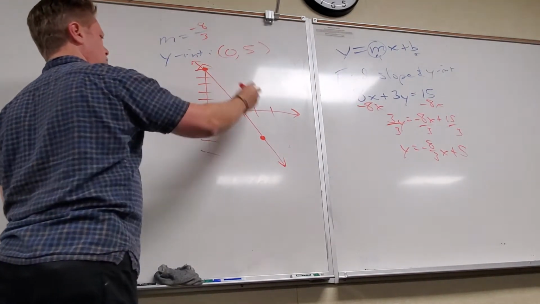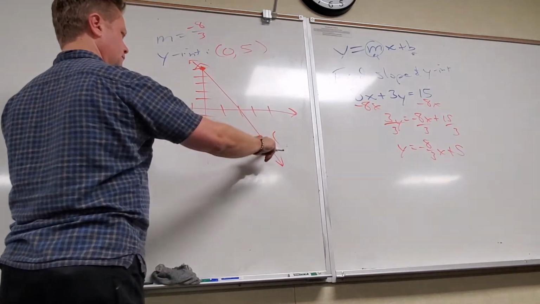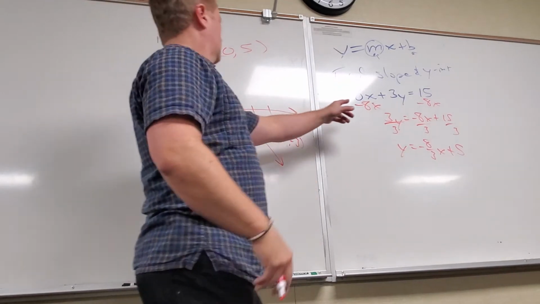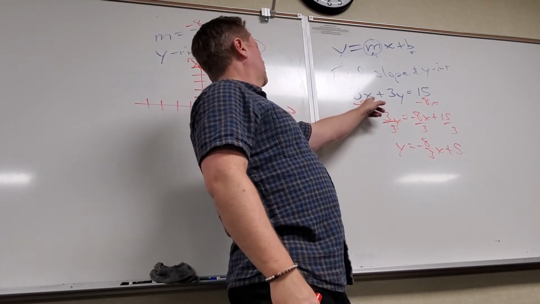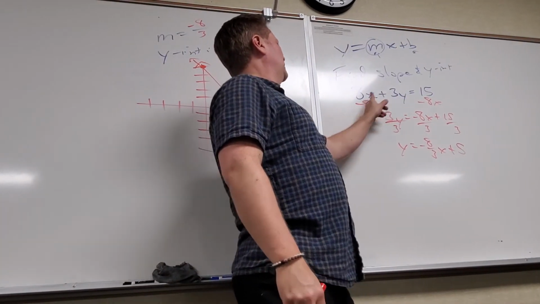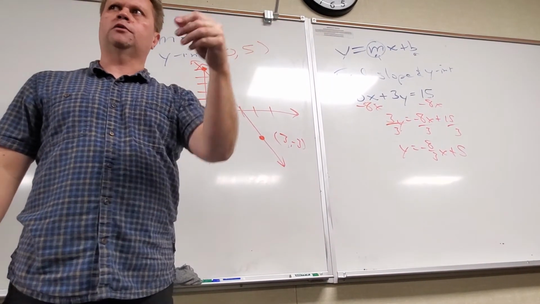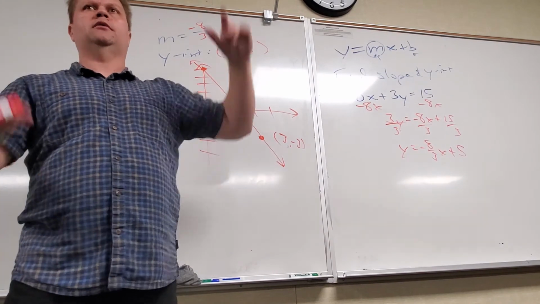Yes, I got it. Woohoo! And what point is that? 3, negative 3. So to check it, 8 times 3, 24. 3 times negative 3, negative 9. 24 minus 9 is 15, check. It makes the equation work, which is why it is a point on the line.